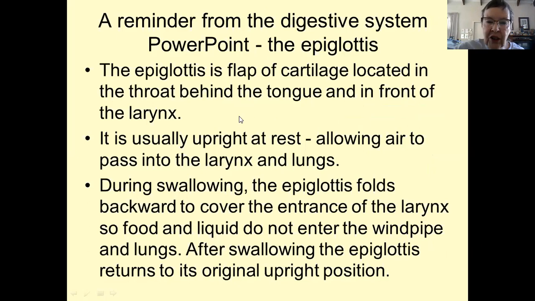Right, so a reminder from the digestive system, quickly going through the epiglottis, a flap of cartilage located in the throat behind the tongue in front of the larynx, usually upright at rest, so it's standing up like that. Like the open lid of a pedal bin in the kitchen, and it allows air to pass into the larynx and the lungs, and air to pass out of the larynx and the lungs, and be exhaled. Remember that during swallowing, the epiglottis folds down like the lid of a pedal bin to cover the entrance of the larynx so that food and liquid don't enter the trachea.